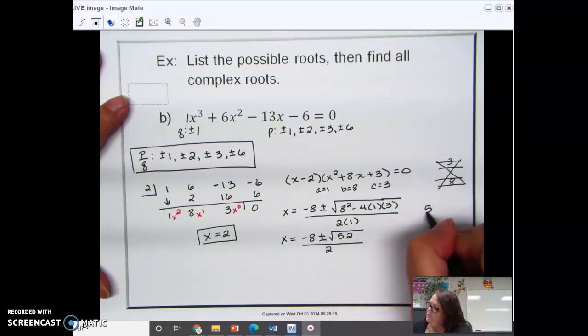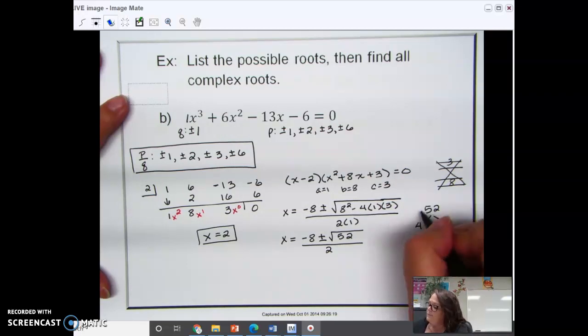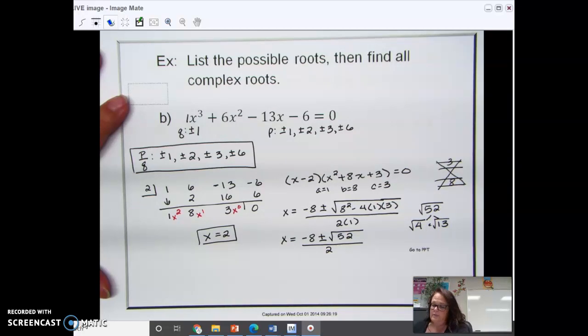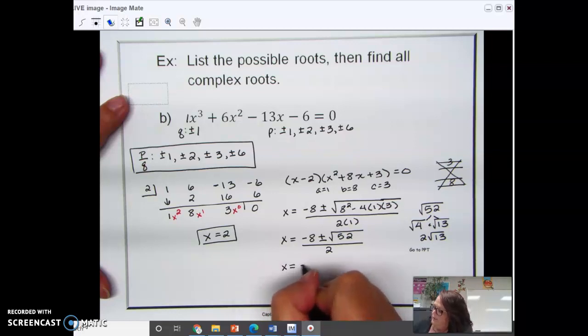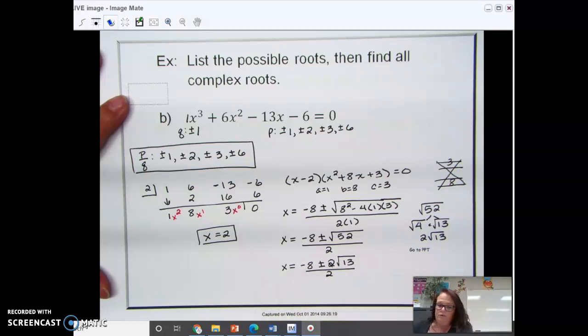But looking at 52, if you understand a deck of cards, there are 4 suits with 13 cards in each suit. Or you could just divide by 4 and see what happens. So that means the square root of 52 is the same as the square root of 4 times the square root of 13, which gives me 2 root 13. So that means x is equal to -8 plus or minus 2 root 13, all over 2.